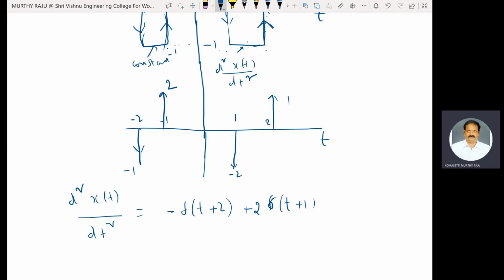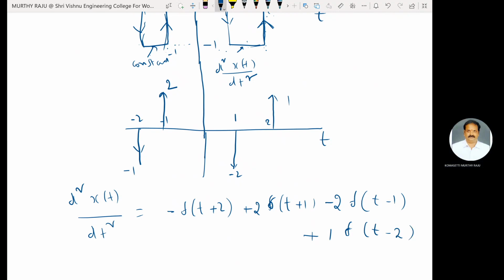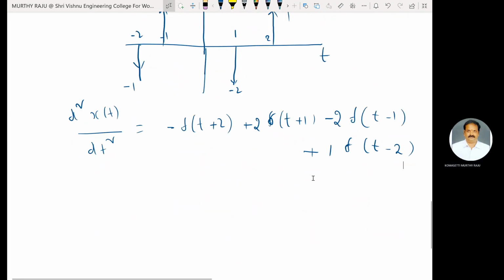Here -2, this one is -2, into delta of t minus 1. Right hand side, t minus 1, shifted to the right hand side. Plus amplitude is 1, delta of t minus 2. This is the conversion of that waveform into mathematical form.